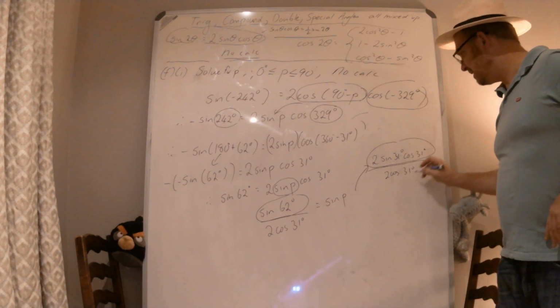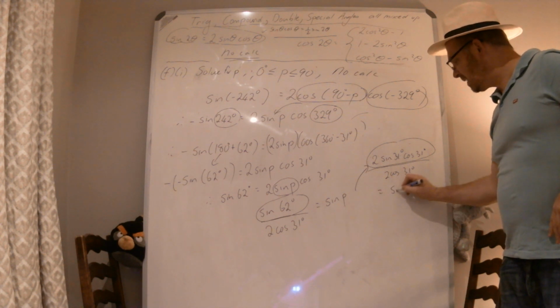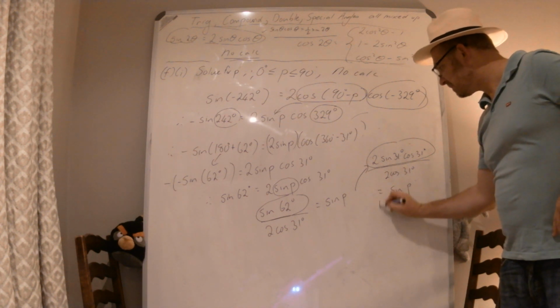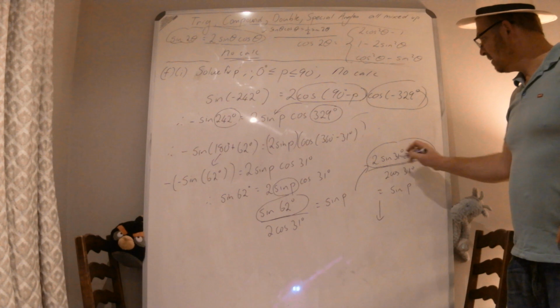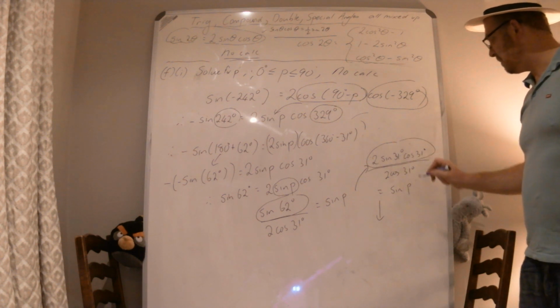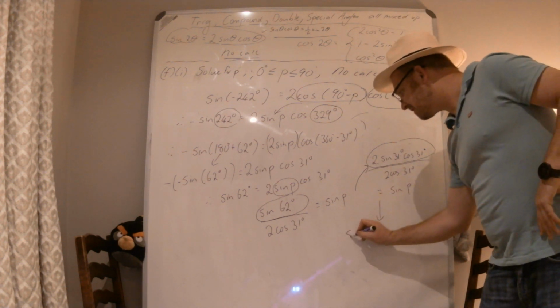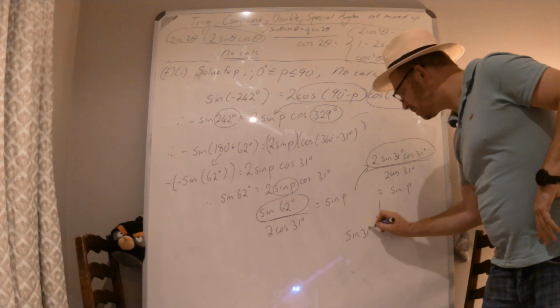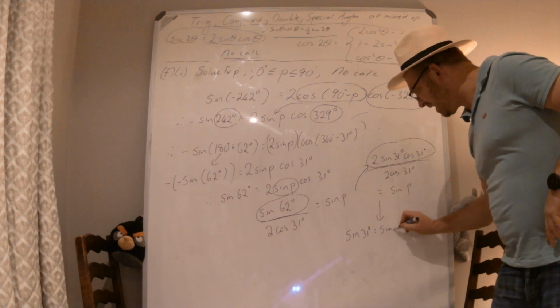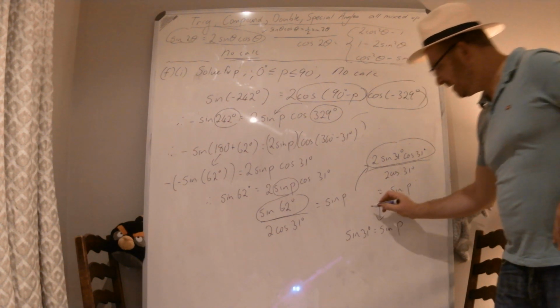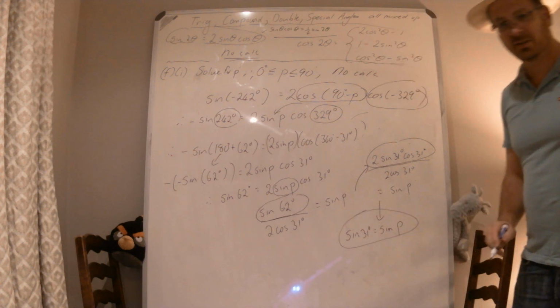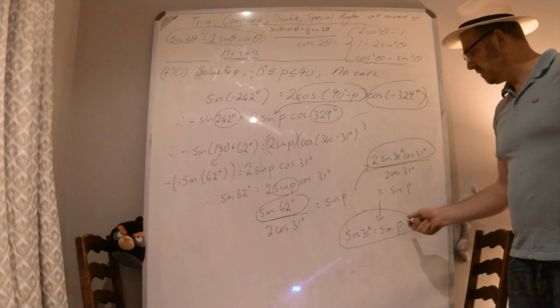And that is all equal to sine p. And if I go down here, 2 cos 31 and 2 cos 31 cancel out. So I'm left with sine 31 is equal to sine p. Right, so you've got sine 31 is equal to sine p. Go solve for p.